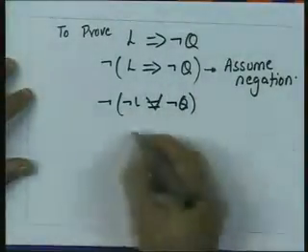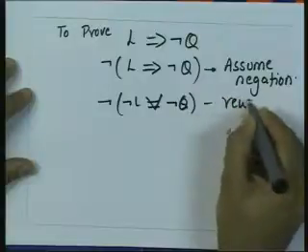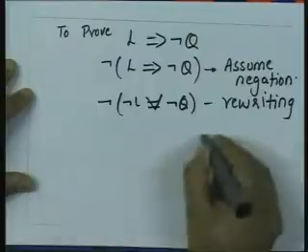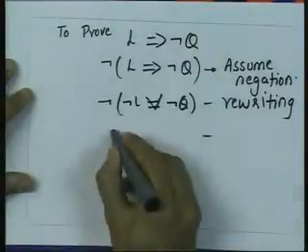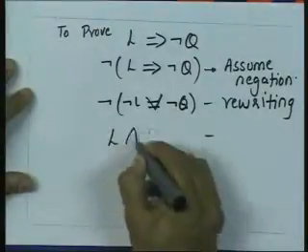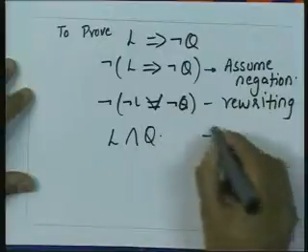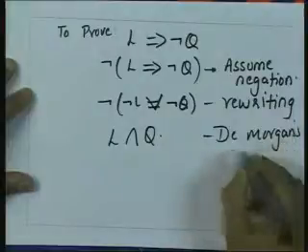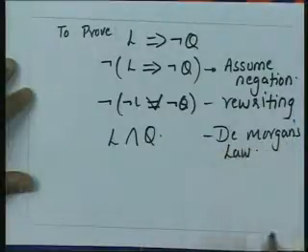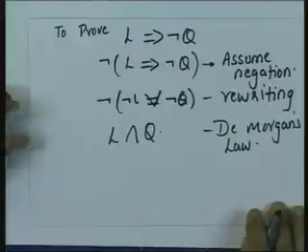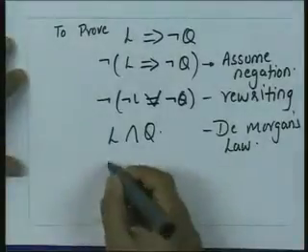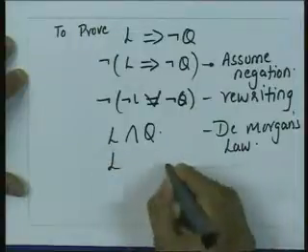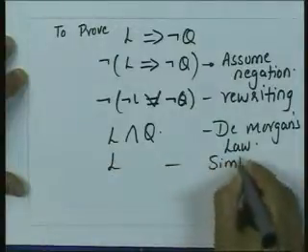Now, by De Morgan's law, this can simply be written as L and Q, right, and simplifying L and Q, we simply end up at L in this case.